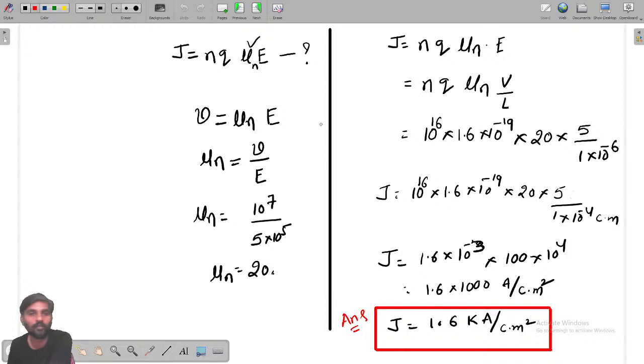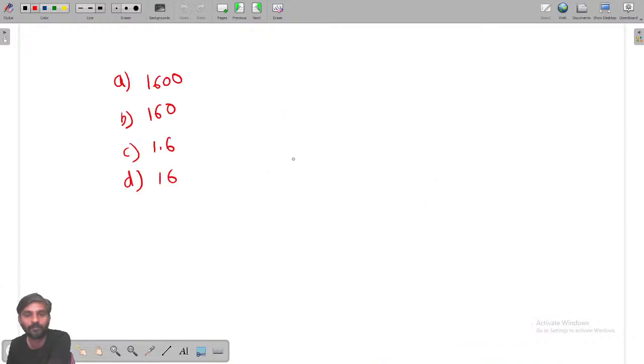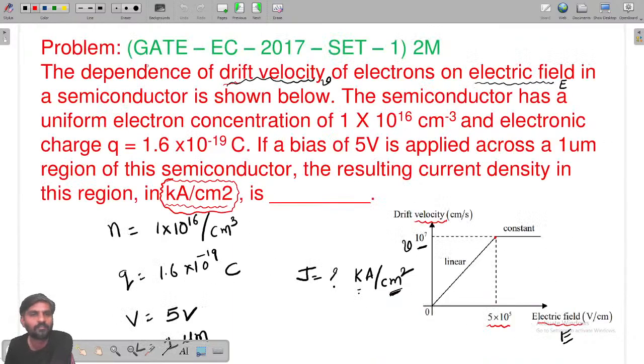So I got these values of V and E from here. He is very clearly mentioning the dependence of drift velocity of electrons on electric field in a semiconductor, as shown below. Did he mention any other values here? You may get confused if he mentions any other value. He did not mention any other value. So he mentioned only this value of E and this value of V. Clear? Okay, Krishnaveni?